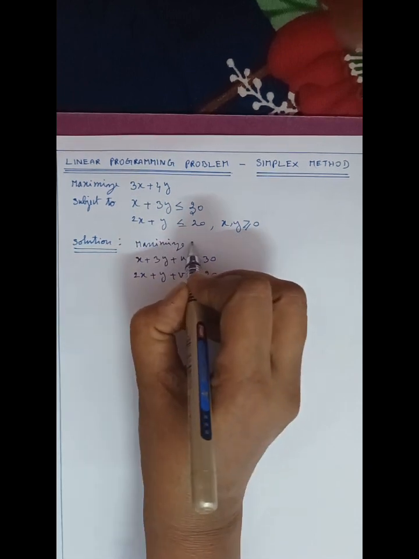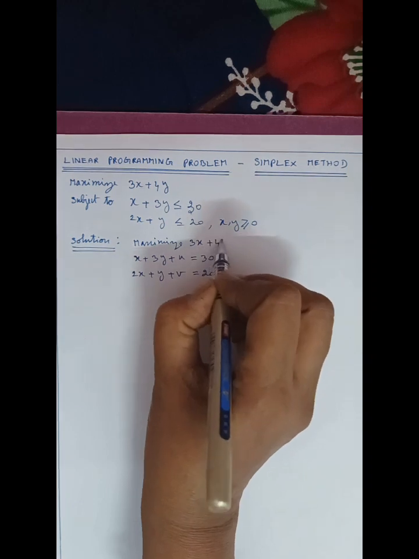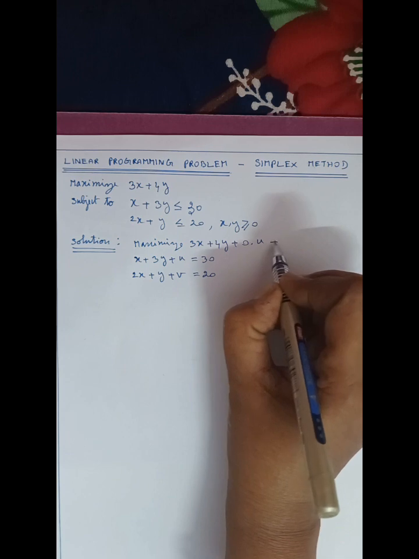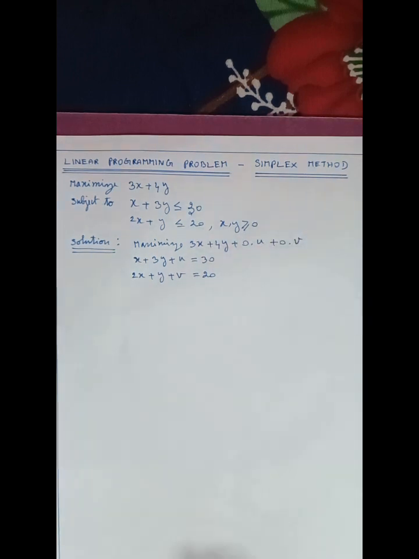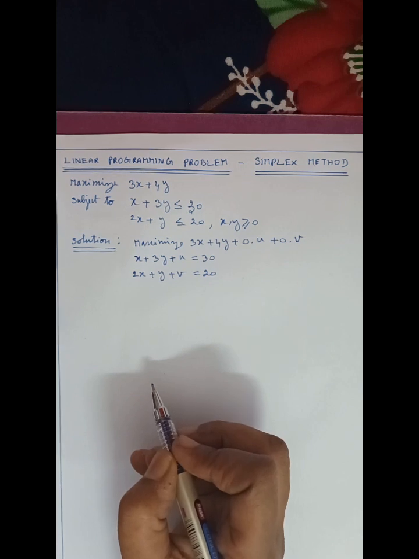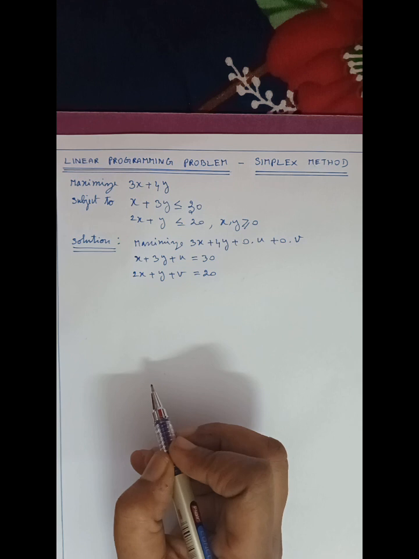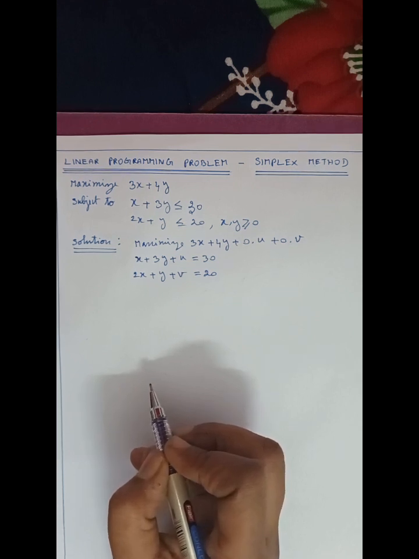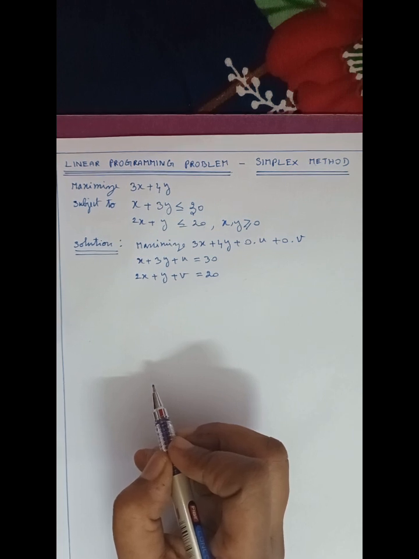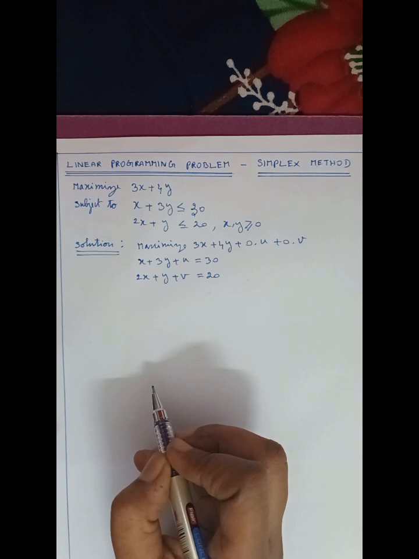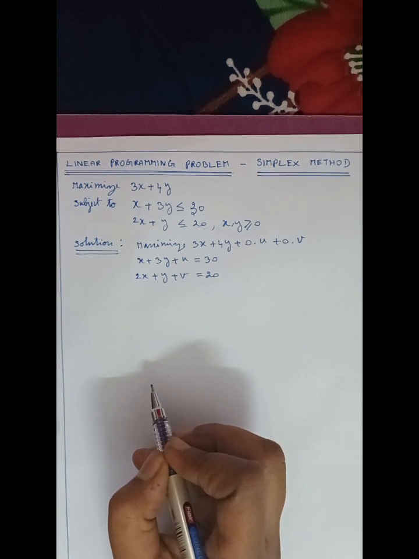maximize 3x plus 4y plus 0 into u plus 0 into v. Now the problem is in the standard form, so we can apply the simplex method to solve the given linear programming problem. In the very first step, we have to identify the basic solution which is satisfying the constraints. The basic solution is x and y equal to 0.